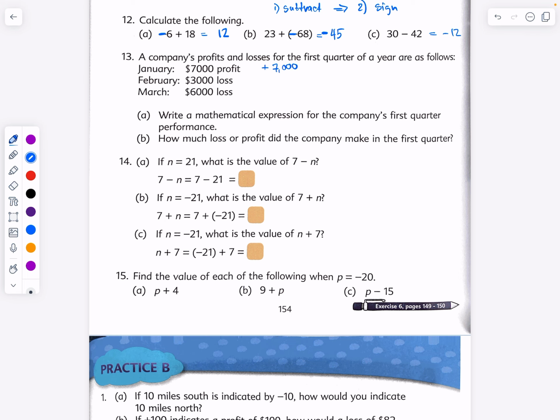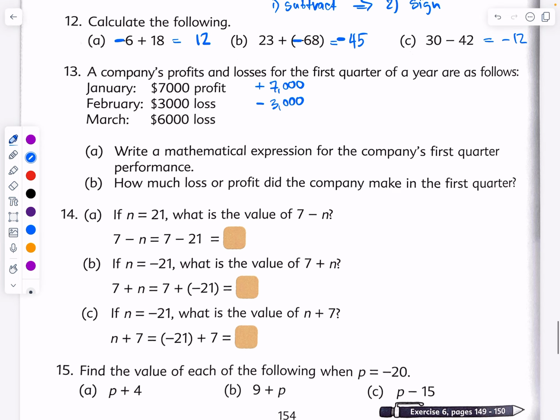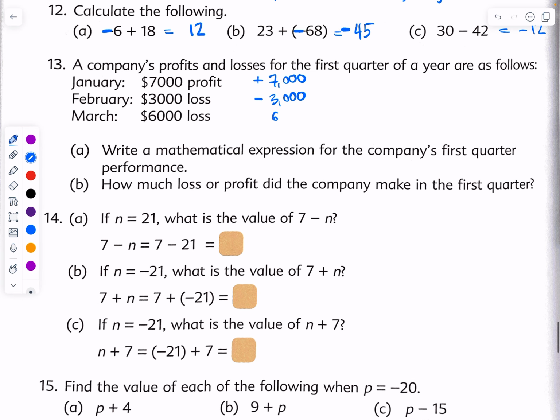February, they lost money. 3,000, how much? 3,000, but the loss means negative sign. And in March, 6,000, but it's a loss, and loss translates into a minus.